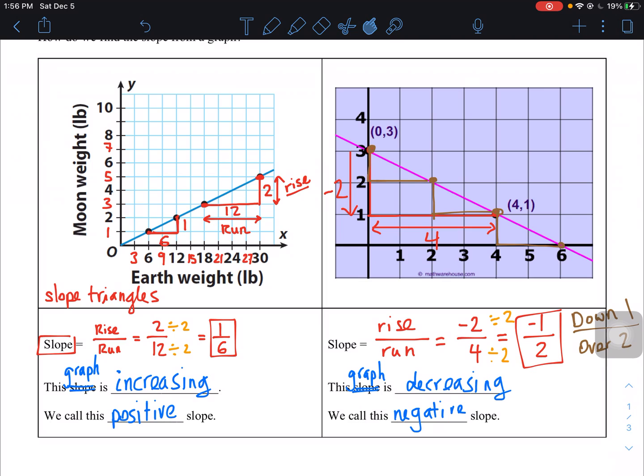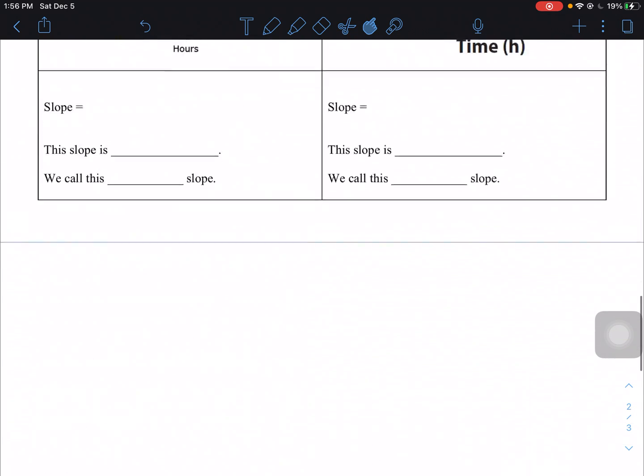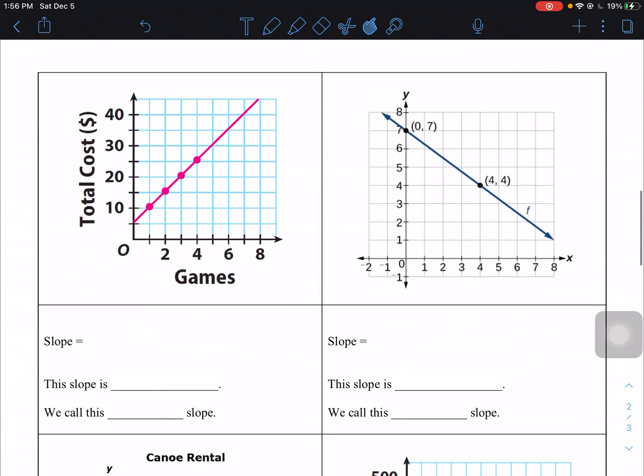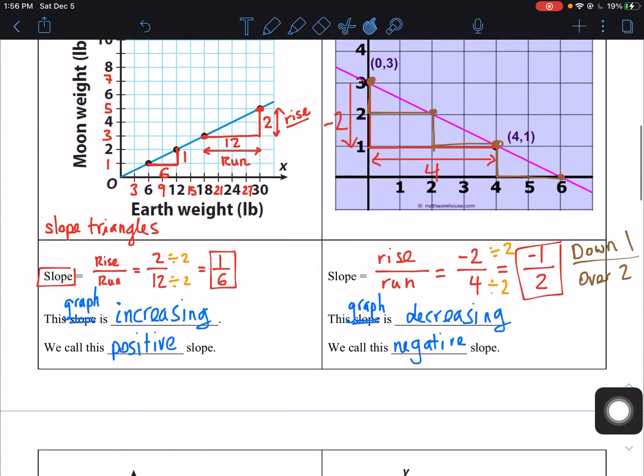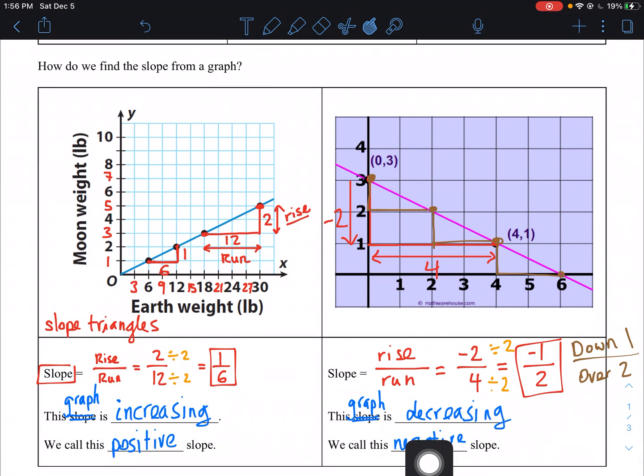All right, you guys have just 4 problems to do. You need to find the slope for each one and decide if the graph is increasing or decreasing, and if the slope is positive or negative. Remember, if it's decreasing, our slope will be negative. If it's increasing, our slope will be positive.